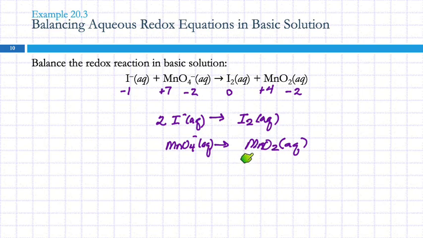Down here, I have 1 manganese on each side, but I have 4 oxygens here and 2 oxygens there. So what am I going to do? I'm going to add water, and I need 2 of them to the product side, right? So I've got 2 oxygens from the water, and these 2 oxygens bring me up to 4, which matches the other side. Now I introduced a new problem with the hydrogens. So I have a total of 4 hydrogens here. So I'm going to add 4 hydrogen ions on the other side.